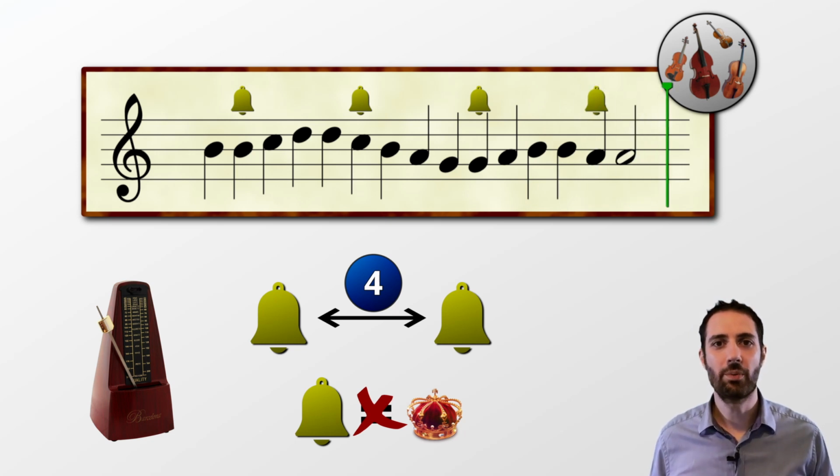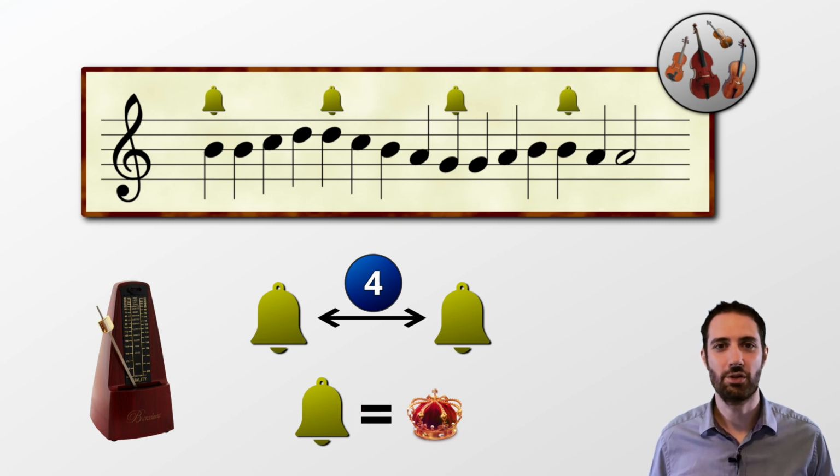Now, how do we represent this information using music notation? Have a look at the score. In Beethoven's music, we said that the period is 4 beats, and we can separate each group of 4 beats with vertical lines like this. This also makes the music much easier to read.